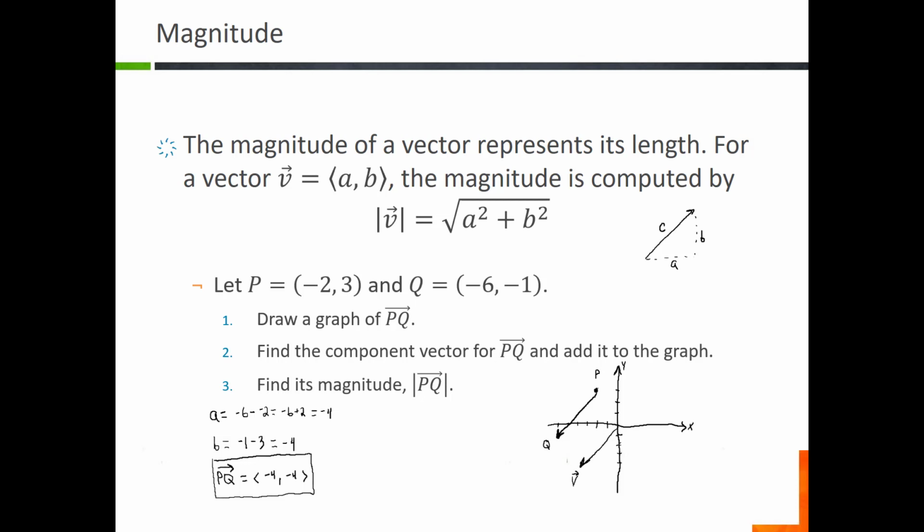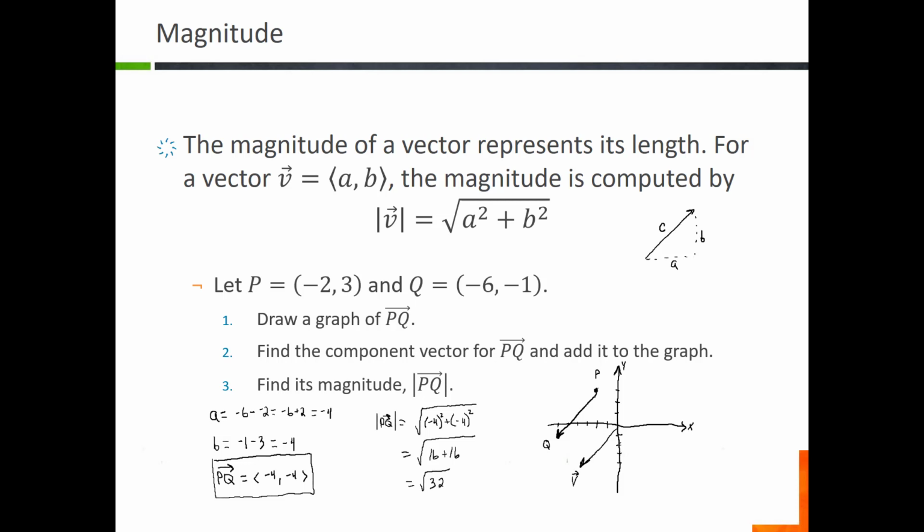All right, and then the last part that we want to look at is how do we find the magnitude of PQ? So the magnitude of vector PQ, again, is equal to the square root of a squared plus b squared. So we know a is -4, so (-4) squared, plus b, which is (-4) squared, and then all of that is underneath the square root. So we're going to have the square root of 16 plus 16, which is the square root of 32.